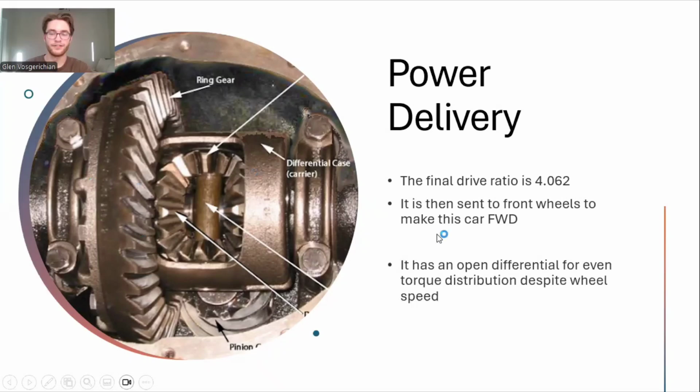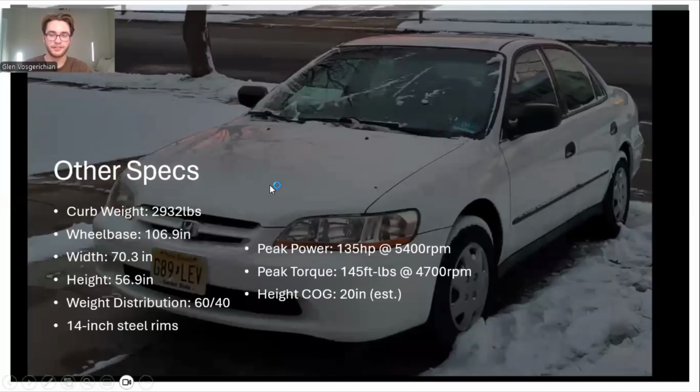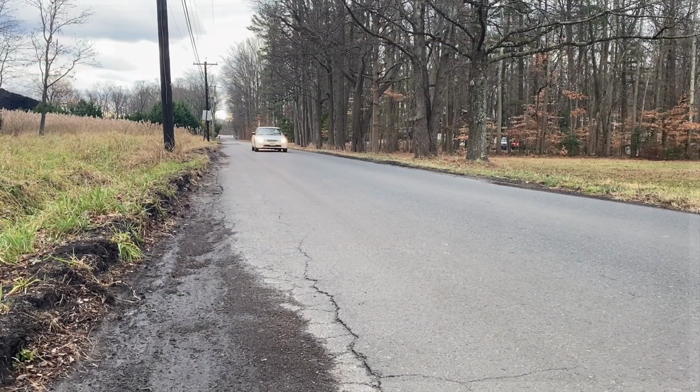And this car has an open differential, so it allows for even torque distribution despite the wheel speed of each of the wheels. All right, and then moving on, here's some other specs of the car. We have our curb weight, wheelbase, width, height, weight distribution, peak power, peak torque, and then also the height center of gravity. So these are some of the parameters that we're going to be using in the simulations later on. And now we're going to be moving on to the coast down testing of this vehicle.